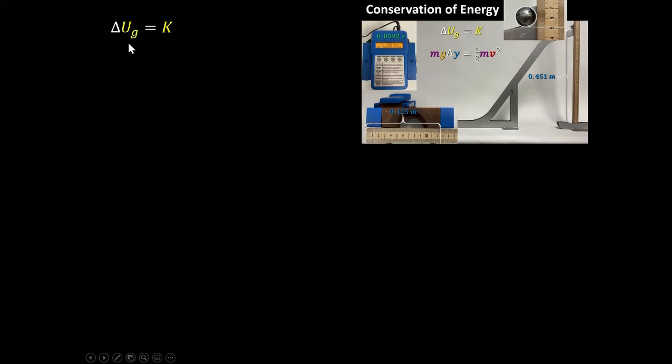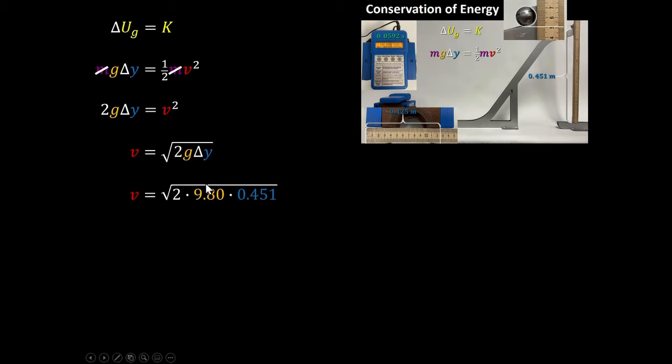The change in gravitational potential should equal the kinetic energy. So we see the mass cancels out. And if I multiply both sides by 2 and then take the square root, I can find out the velocity of that ball, what it should be. Okay, so I know the acceleration of gravity, I know the height, and it should be going 2.97 meters per second by the time it gets down here and has lost all that gravitational potential.